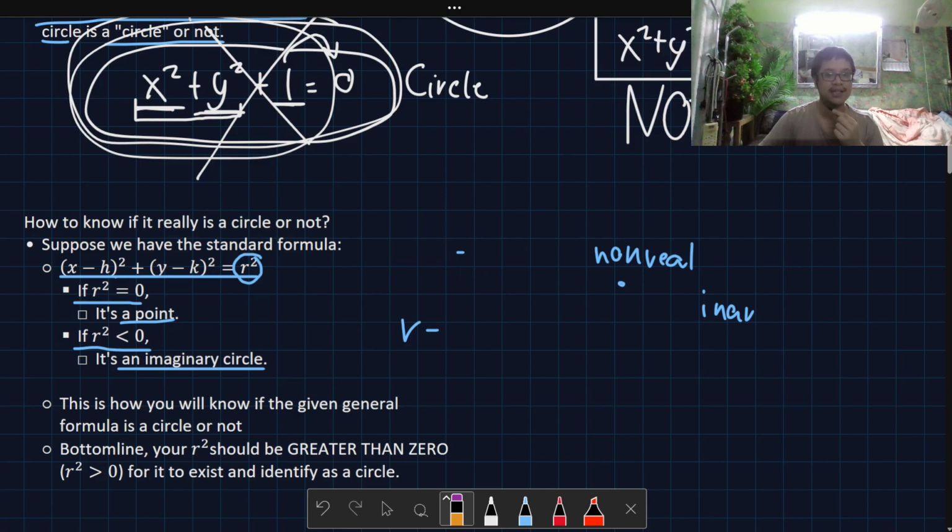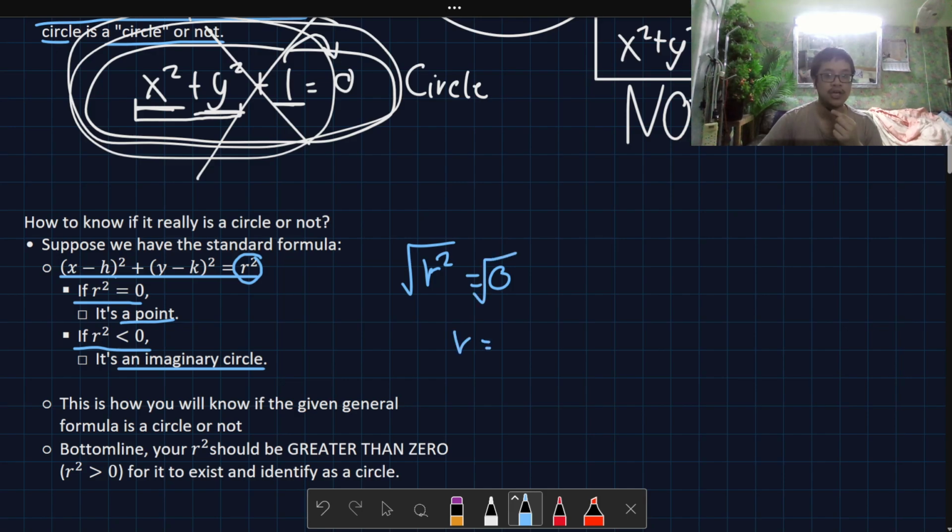What if your r squared is zero? Why is it a point? Okay, so in this case, your r squared is equal to zero. Here you need to find the length of your radius by finding r. So just square root both sides. You have r is equal to zero. So what does it mean?